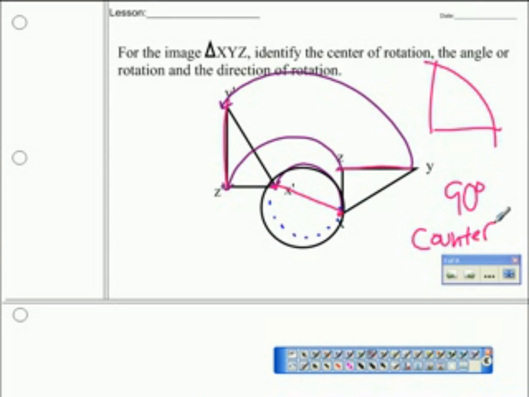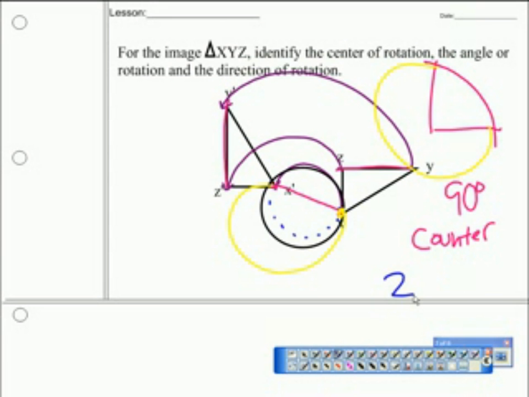How many answers are there to this problem? There are 2. Could it be the other way? Sure. You could have said, well, I'm going to start here. See if I can get a color that I can use. I'm going to start right here and go this way. So you're going to end up with that. So Brad, what's the other acceptable answer? 270 clockwise.